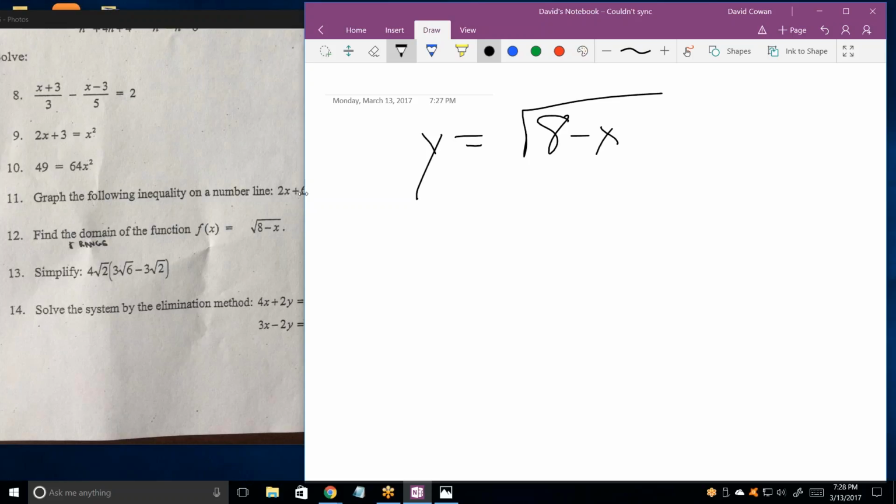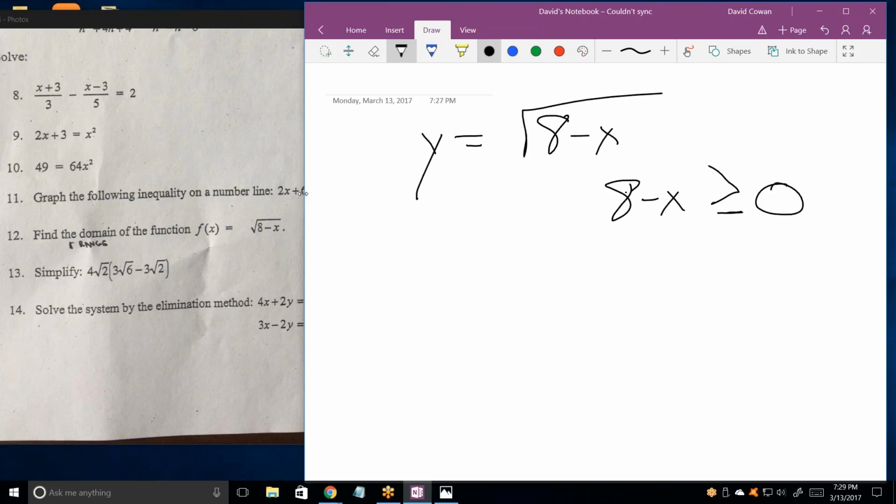Are there any values I cannot put in for x? Why? Could I put in 9? No. Because then I'd be taking the square root of a negative number, right? You can't. So to figure out what values I can put in for x, I take whatever's in the radical and I say that it has to be greater than or equal to 0. Because I can take the square root of 0, and I can take the square root of positive numbers. I just can't take the square root of negative numbers.